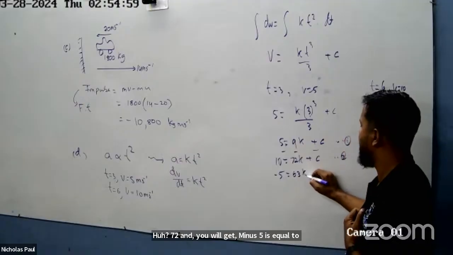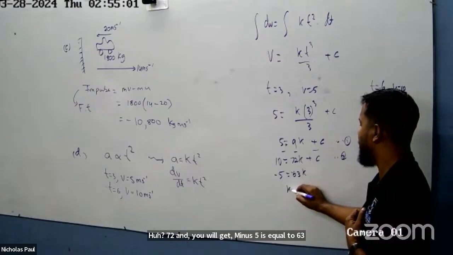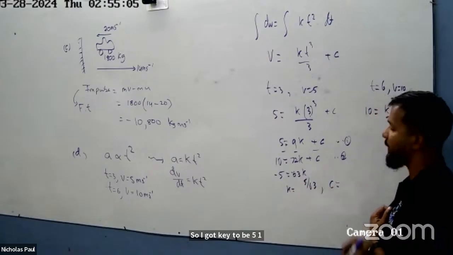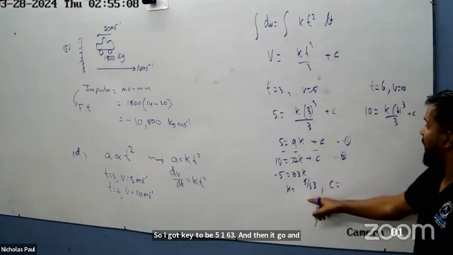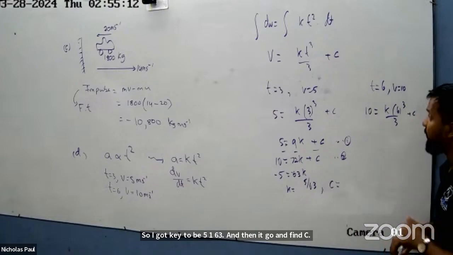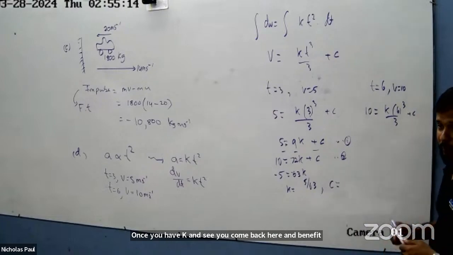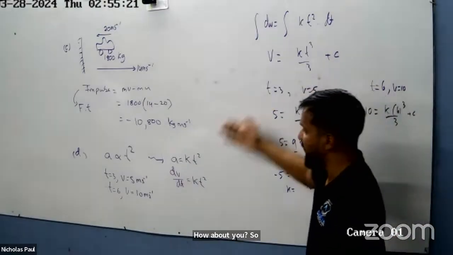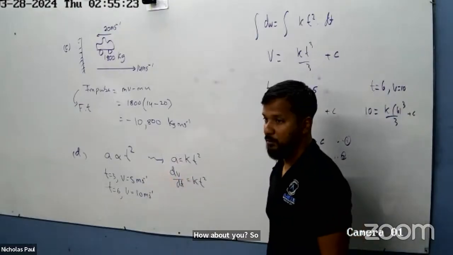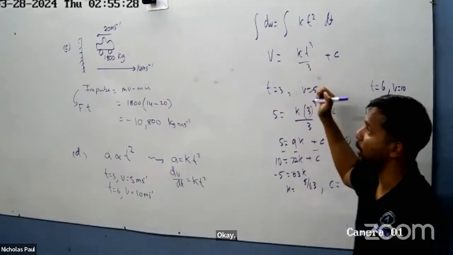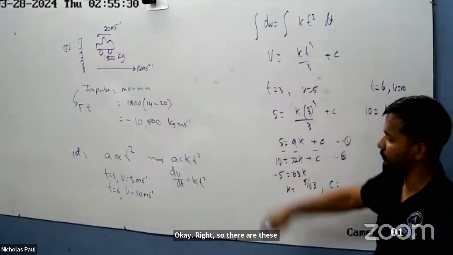So I got k to be 5 over 63, and then go and find C. Once you have k and C, come back here and you finish. So what do you think the information was for? There are these questions where you have to model, and you're using that.